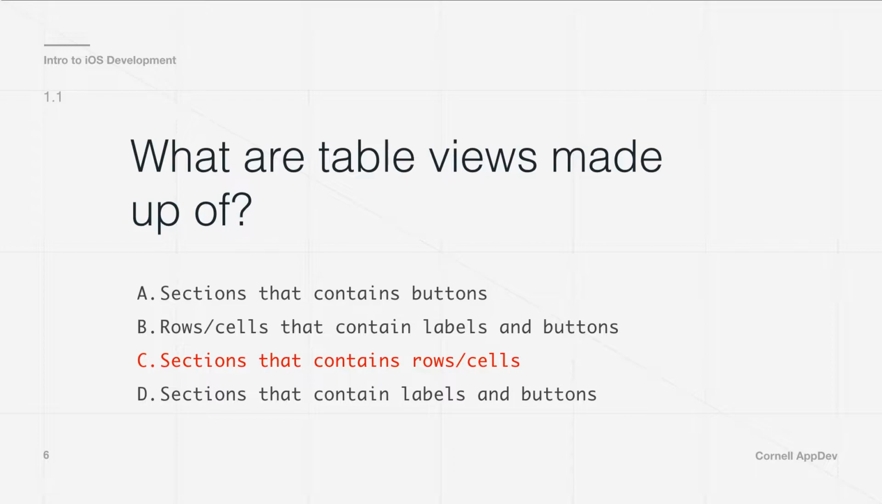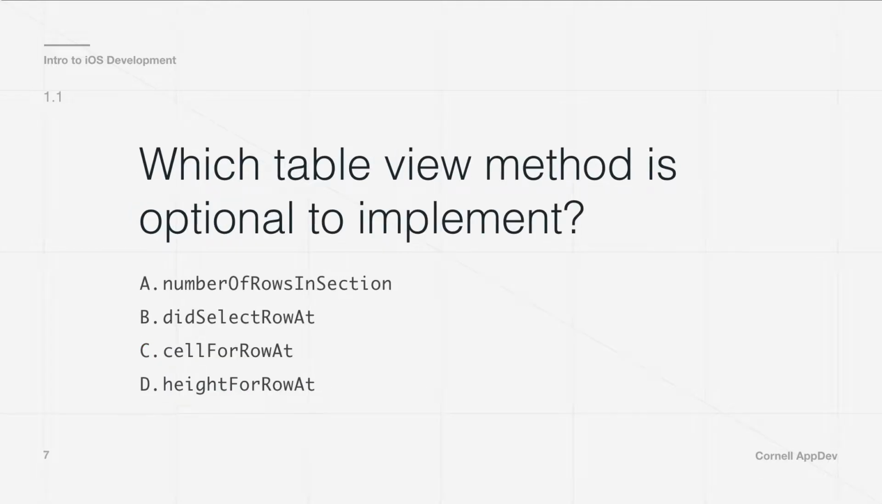C. That's correct. So basically, table views, you can have table view cells that inside have labels and buttons, but each cell is a row in your table view. All right, next question. Which table view method is optional to implement? And then you can just shout it out.